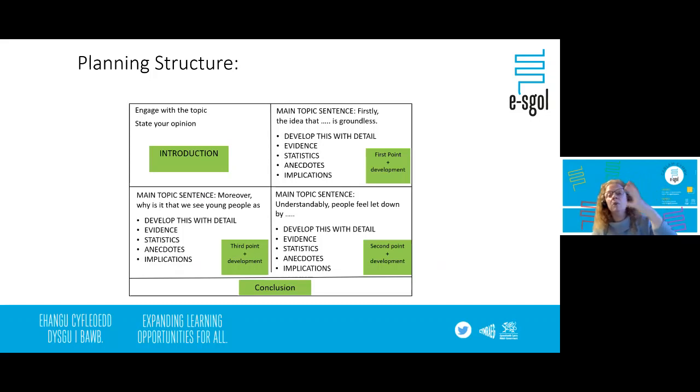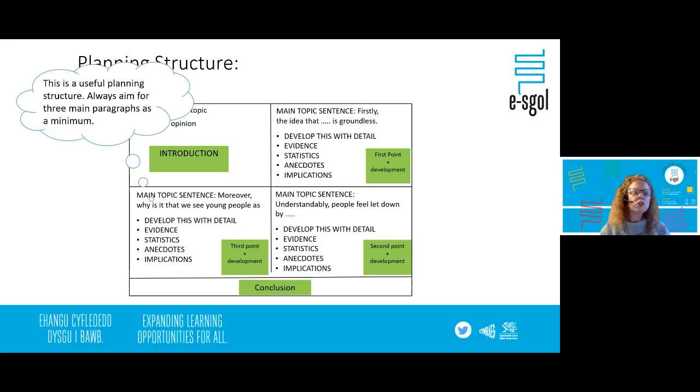So you start with your topic sentence. What is your main point on this? Then I say why I think that. I give evidence for it. I give some statistics or some facts and figures. I use some stories about how it relates to me or somebody in my family or somebody locally. And then I talk about the implications. What does this mean? So always aim for those 3 main paragraphs as a minimum.